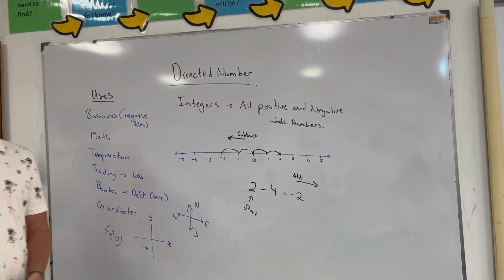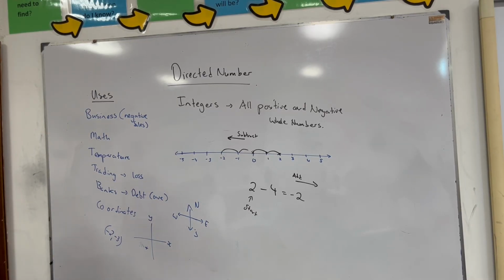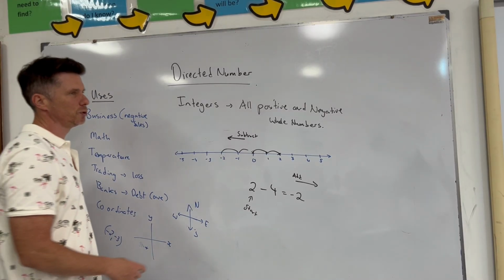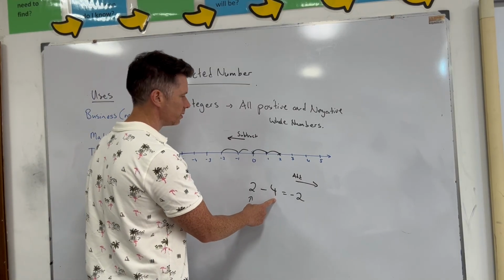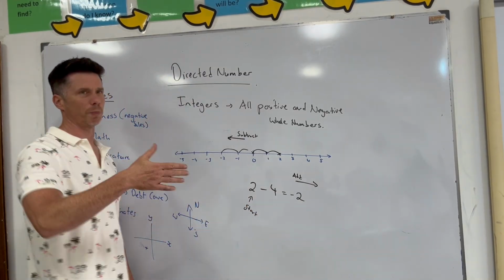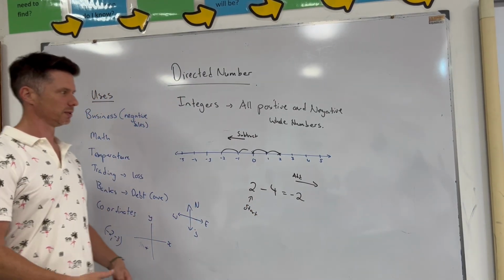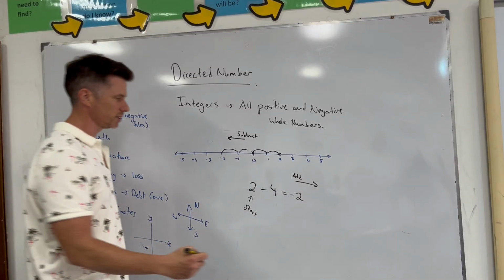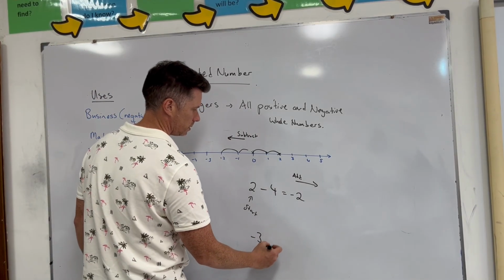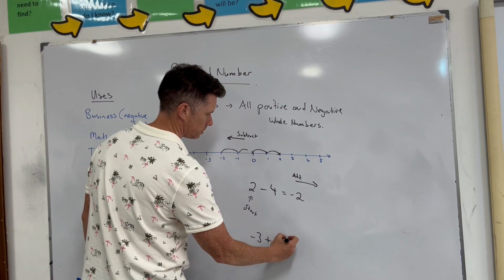All makes sense so far, hopefully. So if you have $2 and you take away 4 of those dollars, well, you've got to go past 0. You've got to go back into the negatives. What happens if I start with a negative number and I add to it?